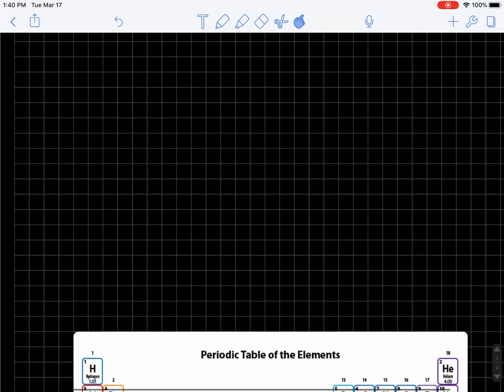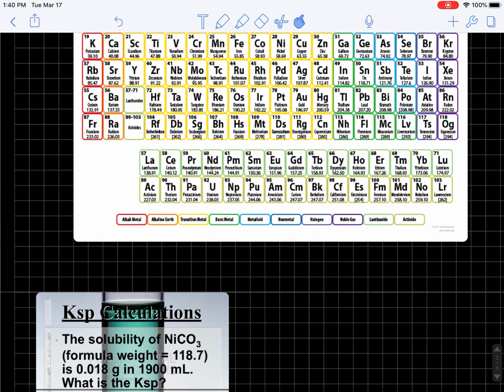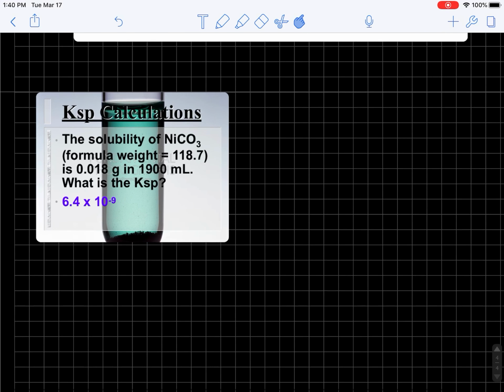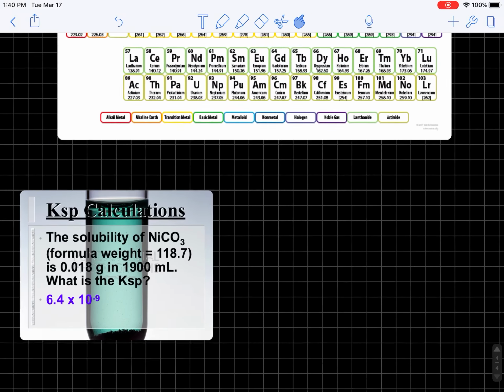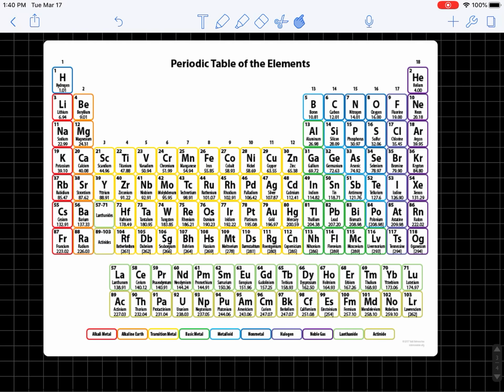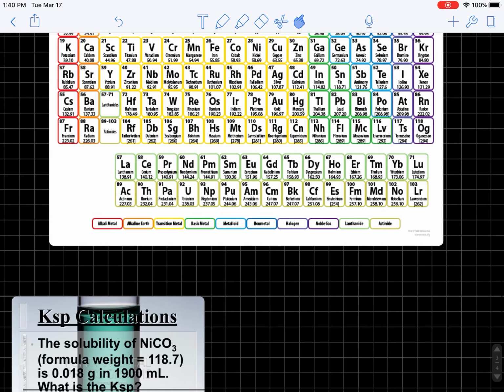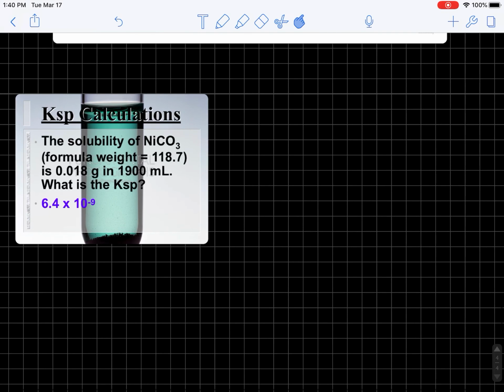Now the next one, solubility of nickel carbonate, and they give you the formula weight, which is funny because you can see that I went and copied a periodic table from the internet and put it there, because apparently I didn't read the question carefully. They already told me what the formula weight is. And they tell me the solubility in mass per 1900 milliliters.